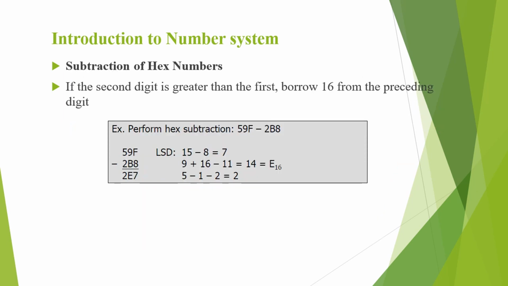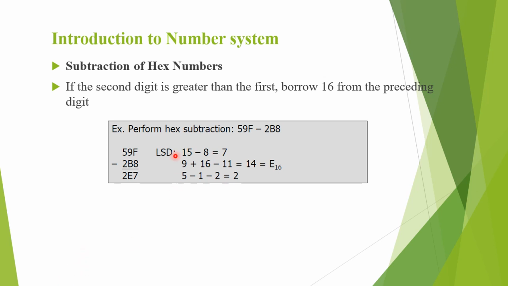Similarly, we can do subtraction for hexadecimal numbers. If the second digit is greater than the first, then we have to borrow 16 from the preceding digit, because the digit from which you are subtracting is small. You have to borrow so that you will be able to subtract the subtrahend. If the second digit is not greater than the first, there is no requirement of borrow.